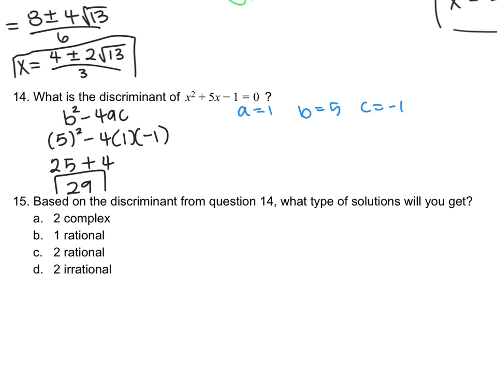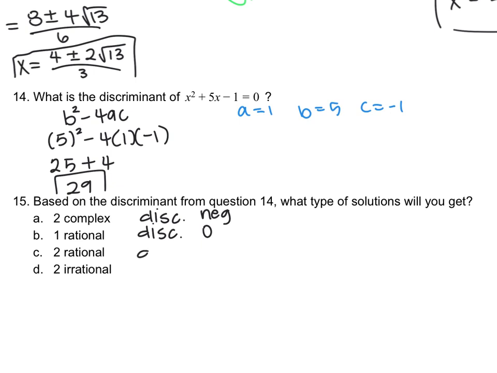So based on this discriminant, we want to figure out what types of solutions we'll get: either 2 complex, 1 rational, 2 rational, or 2 irrational. The type of solution we get is based on what the discriminant is. We only get 2 complex if our discriminant is negative. We get 1 rational if the discriminant is 0.